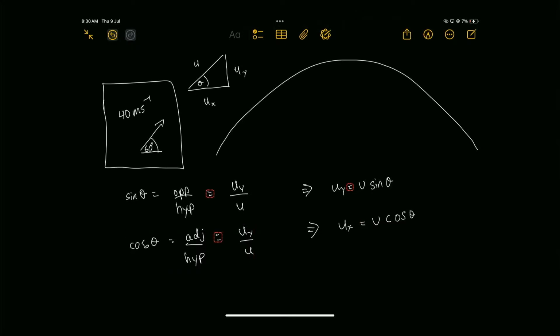Right, so now we could substitute the values into the equation, right? In this case uy would be equal to 40 sine 60, ux would be 40 cos 60, right? And then you'll get the values for uy and ux. Now that is just initially separating it into the components.